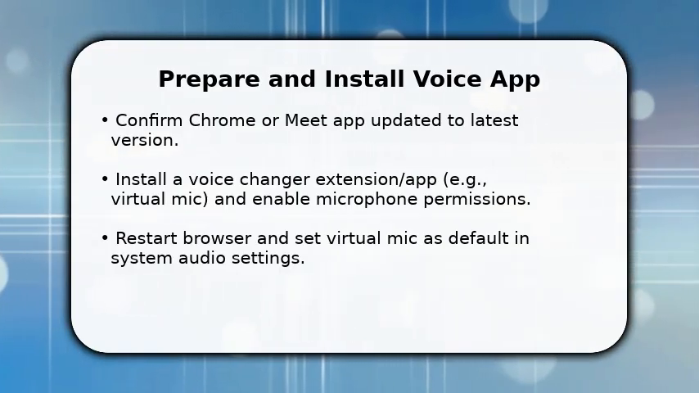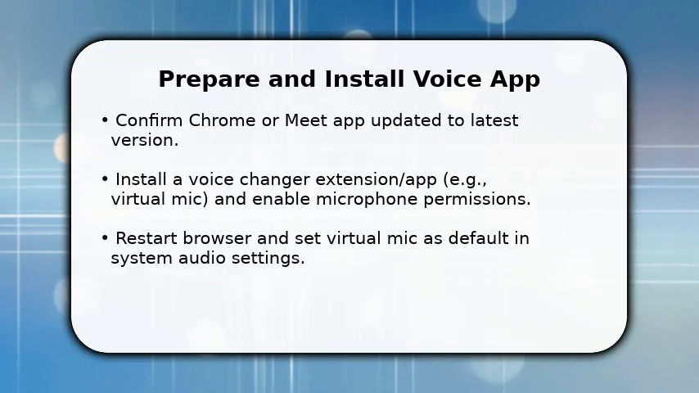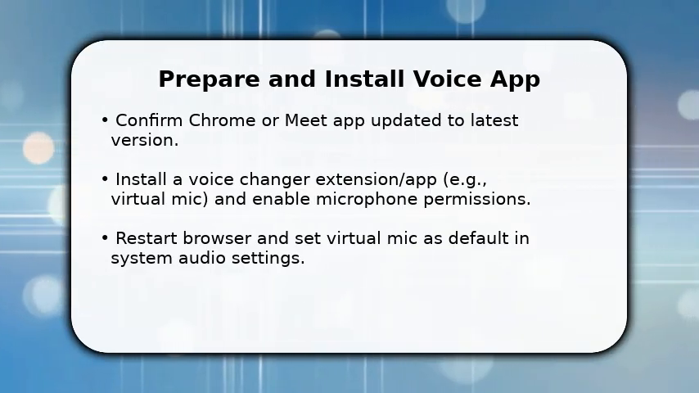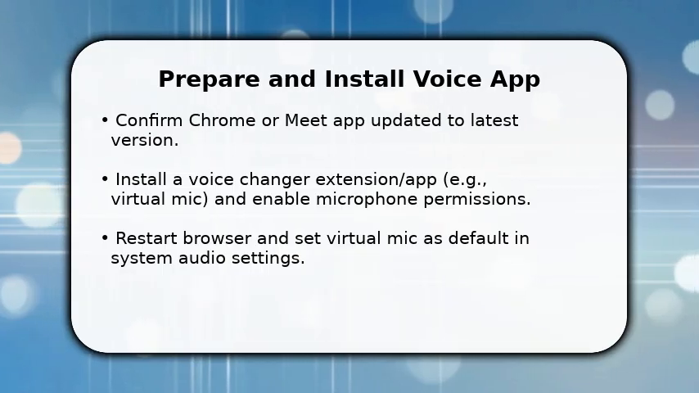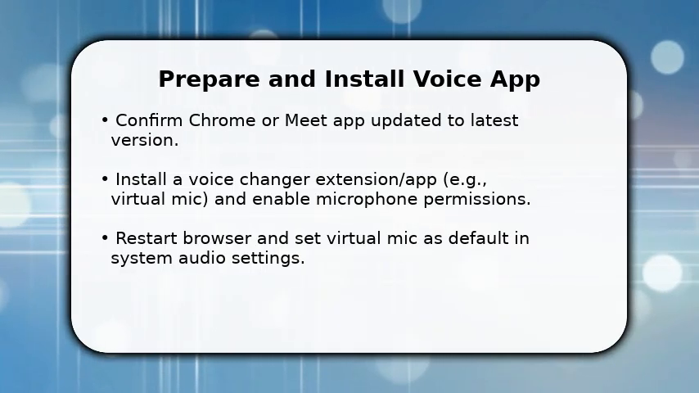You'll start by installing and enabling a virtual microphone or voice changer. This is the tool that alters your voice before Meet receives it. Once done, give the app microphone permissions in your OS and browser. Without that, Meet can't hear the altered signal.